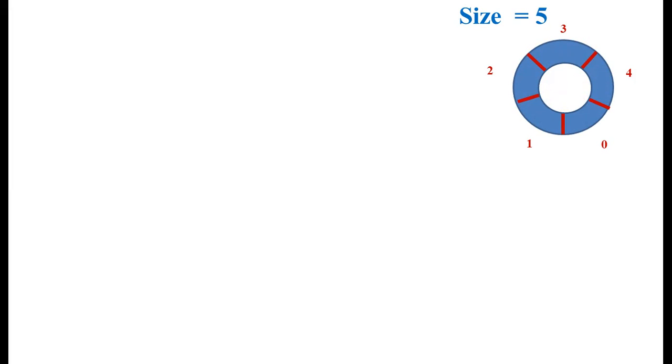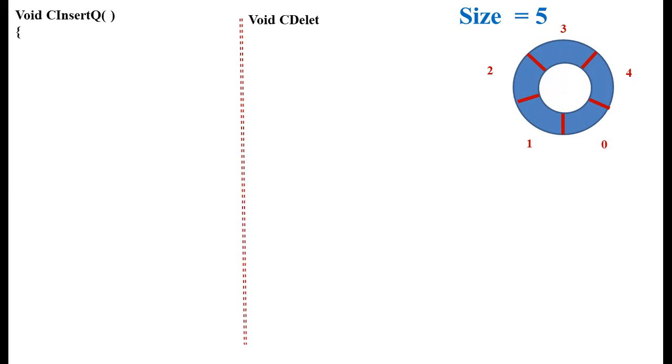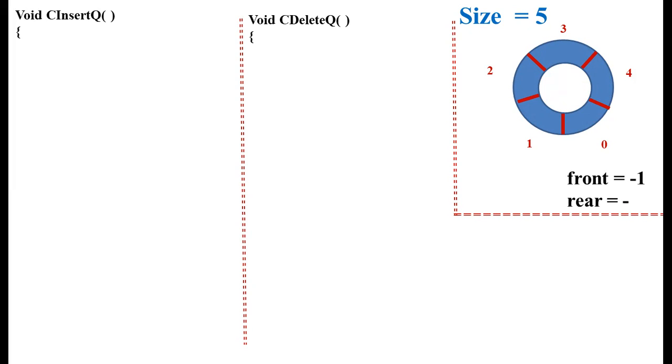Now let us discuss the logic for the two operations, insertion and deletion, side by side. Let us see the insertion and the deletion operations parallelly. We have seen that initially the front and rear values are pointing to -1. So the front value will be equal to -1 and the rear value will be equal to -1.